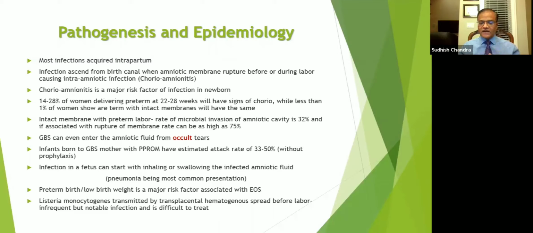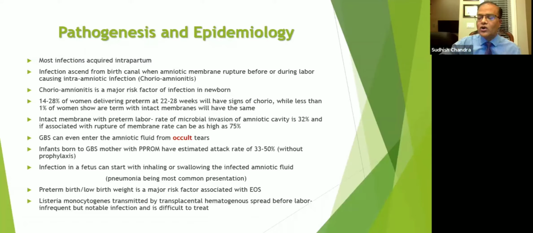The problem with GBS, however, is that most of the time you need rupture of membrane, but GBS can actually go up through occult tears. So you don't have to have a florid rupture of membrane and prolonged rupture of membrane for GBS to have a high attack rate. And especially if we have premature prolonged rupture of membrane, the attack rate from GBS can be up to 33 to 50%. That's a lot of babies that can get infected. This is, however, without intrapartum prophylaxis.